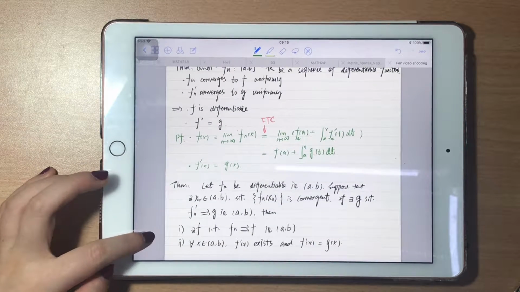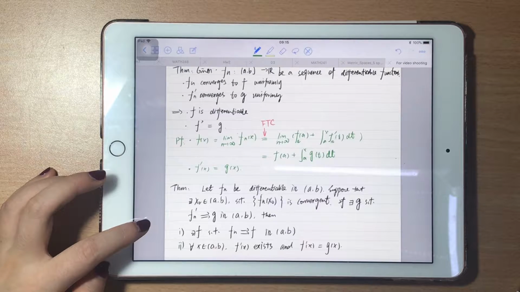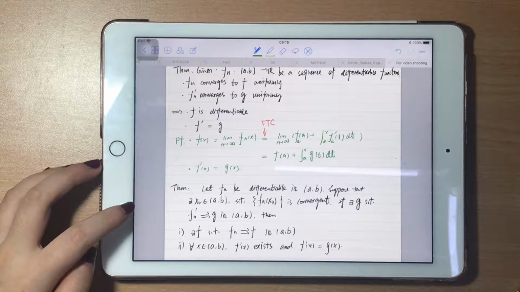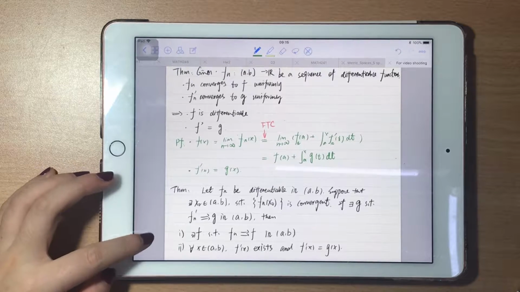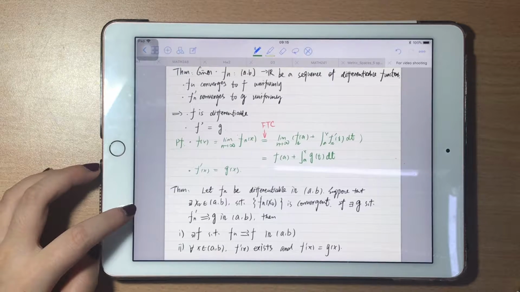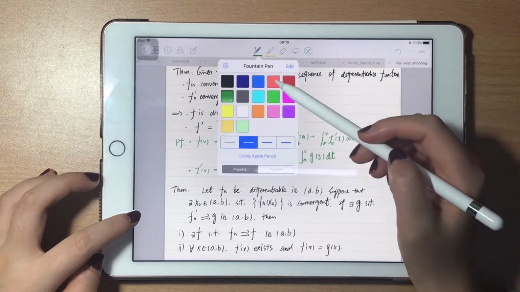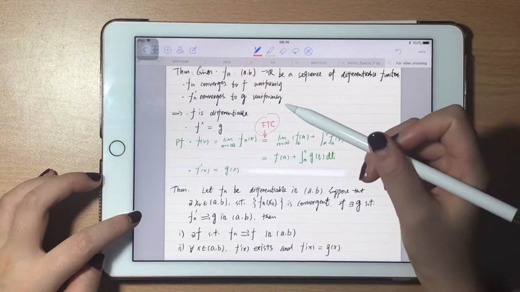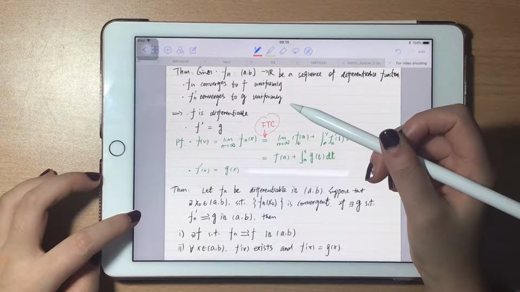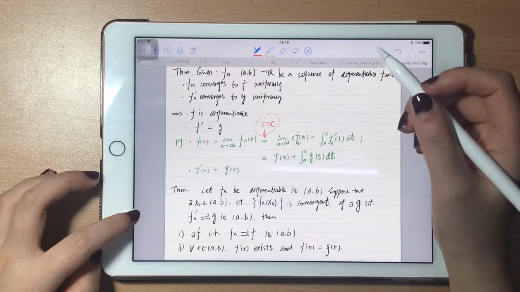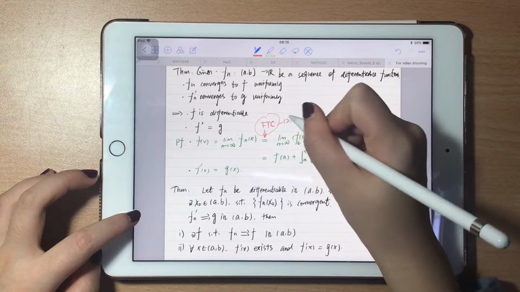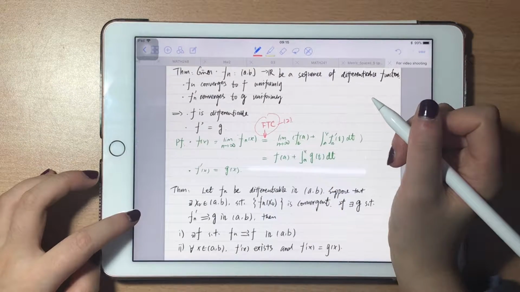So first of all, we can write f(x) as the limit of fn(x) when n approaches infinity, right? Because fn converges to f uniformly. And here we use the fundamental theorem of calculus, but we transform it a bit. We are actually using the second consequence of the fundamental theorem of calculus.